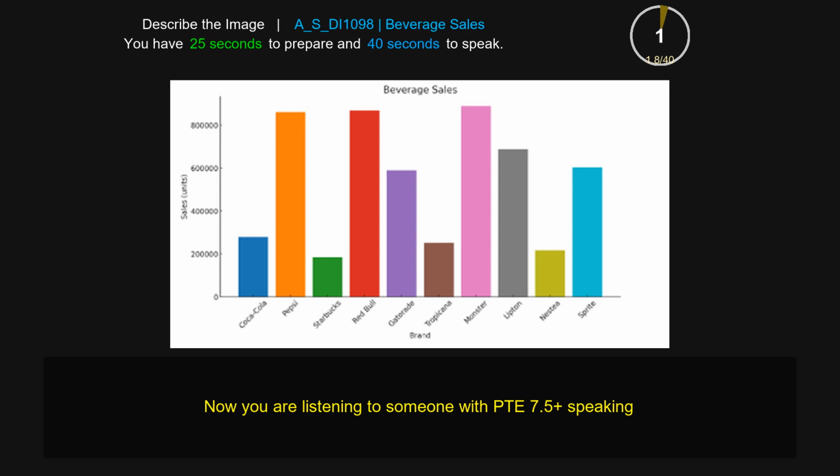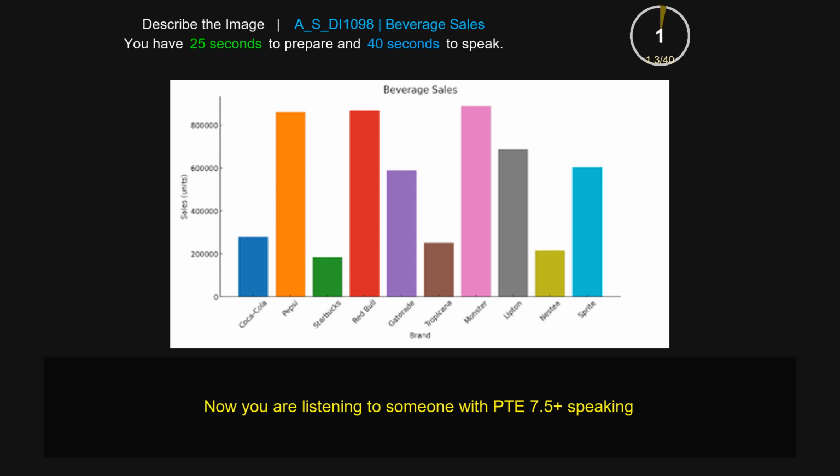The bar graph gives information about beverage sales. On the x-axis there are different brands, while on the y-axis there is sales, which is expressed in units. Among all of these brands, Red Bull and Monster are the ones whose beverage sales are the highest, and Pepsi is the one whose beverage sales is the second highest. Among all of these, Starbucks is the one whose beverage sales is the least. Overall it gives information about beverage sales, and it was very informative.